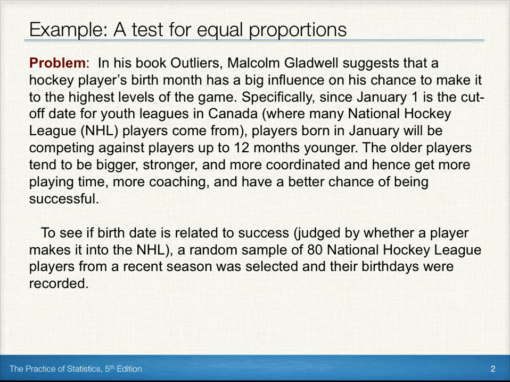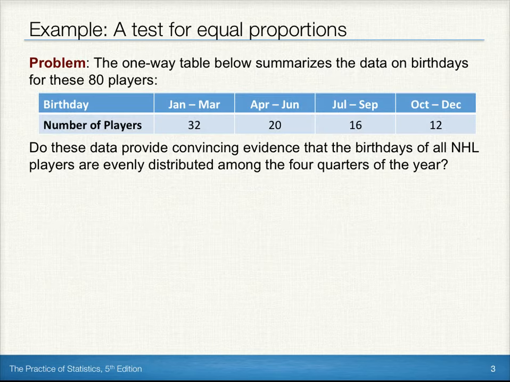Now, to see if the birth date is related to success, which is judged by whether a player makes it to the NHL or not, a random sample of 80 NHL players from a recent season was selected and their birthdays were recorded. This one-way table summarizes the data on birthdays for these 80 players. We can see that 32 of the players were born between January and March, 20 NHL players between April and June, 16 between July and September, and 12 between October and December.